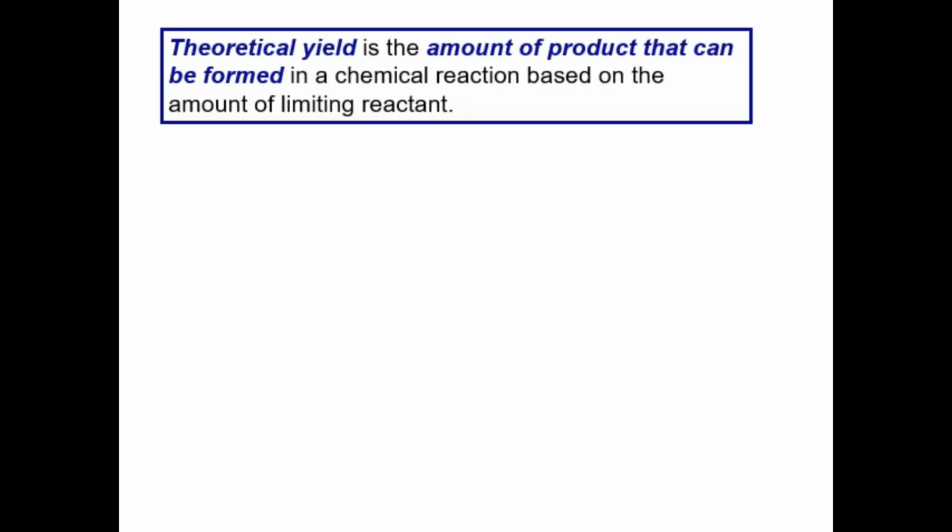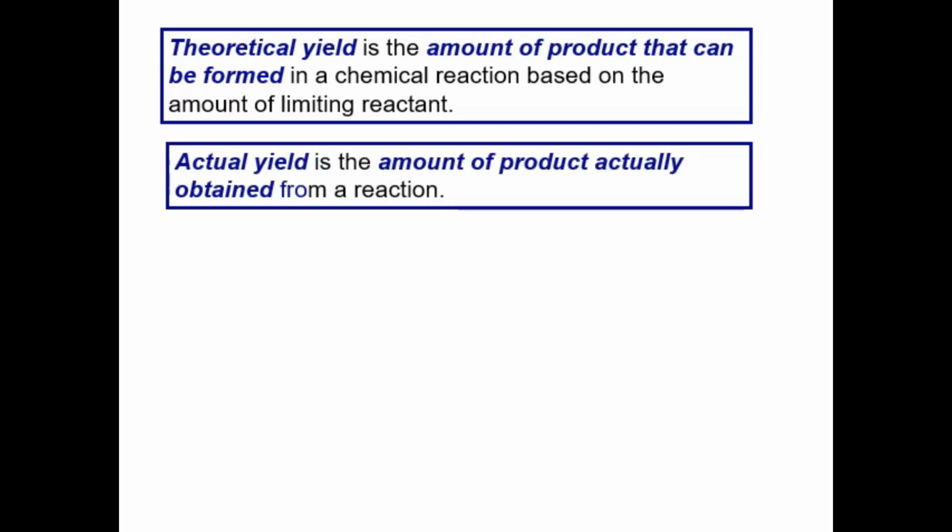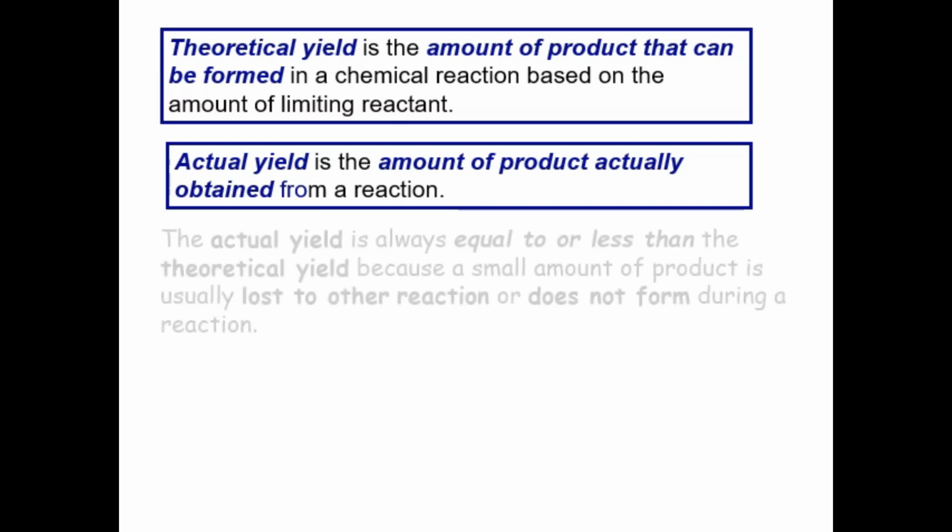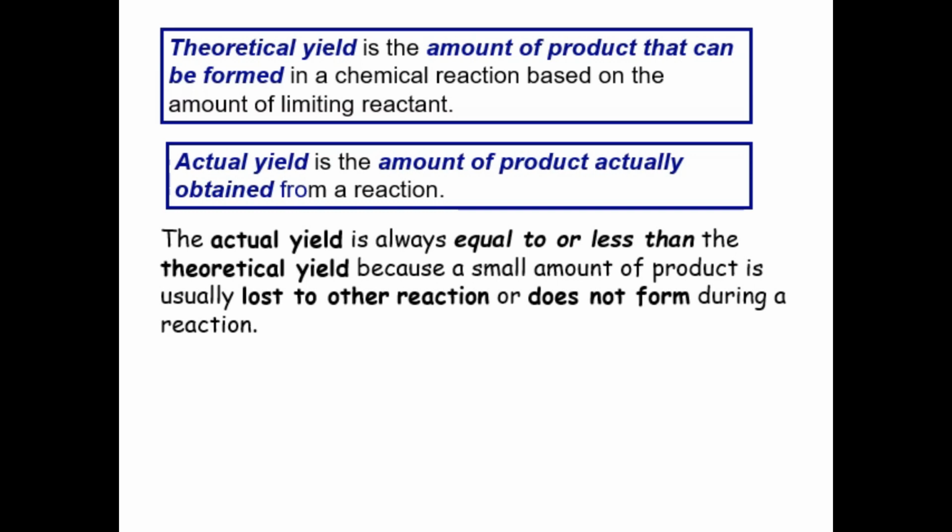Now, look at the definitions of theoretical yield. Theoretical yield is the amount of product that can be formed in a chemical reaction based on the amount of limiting reactant, while actual yield is the amount of product actually obtained from a reaction. The actual yield is always equal to or less than the theoretical yield because a small amount of product is usually lost to other reactions or does not form during a reaction.